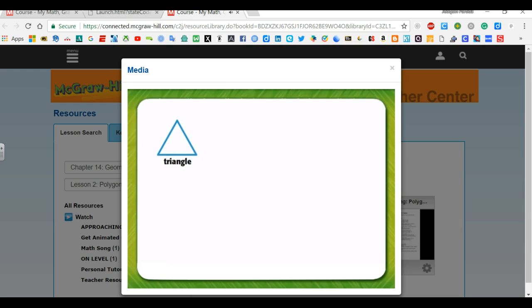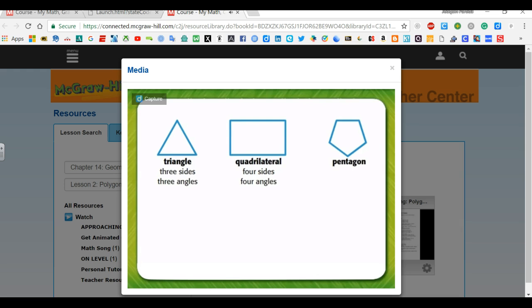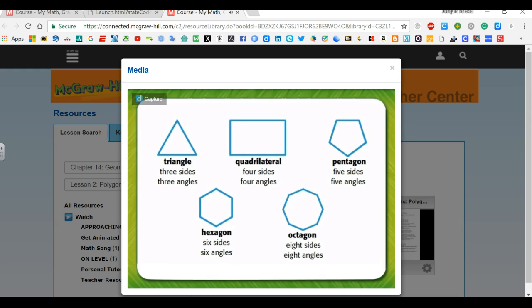Triangle. A triangle has 3 sides and 3 angles. Quadrilateral. A quadrilateral has 4 sides and 4 angles. Pentagon. A pentagon has 5 sides and 5 angles. Hexagon. A hexagon has 6 sides and 6 angles. Octagon. An octagon has 8 sides and 8 angles.